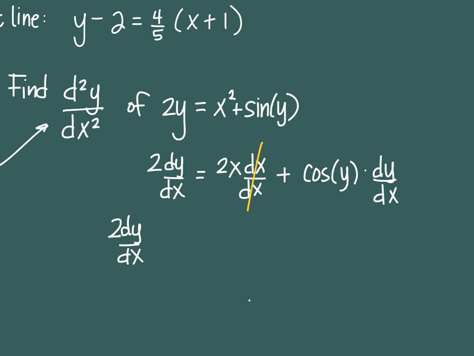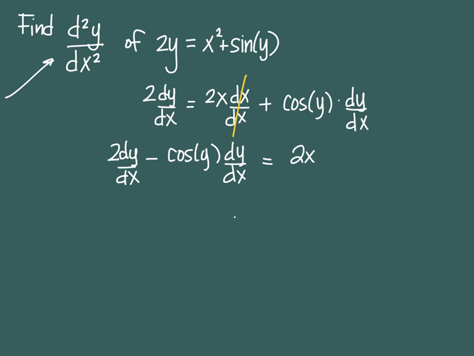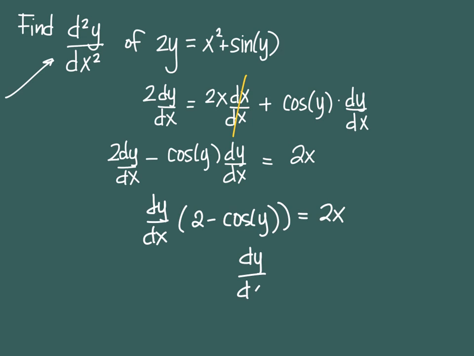So I've got 2 dy/dx minus cosine y dy/dx just being equal to the simple equation of 2x. So I simplified the dx/dx, and I moved the cosine to the other side, which allows me to factor. And I'll have dy/dx times 2 minus cos y being equal to 2x. So my first derivative is 2x over 2 minus cos y. Now that's the first derivative. How do I find the second derivative of that?